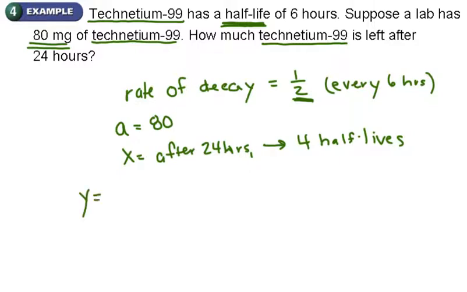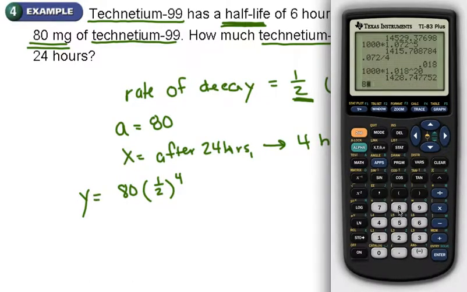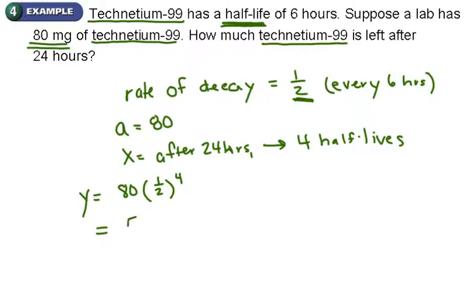Setting this up as an equation, we have y equals 80 times 1/2 raised to the 4th power. All right, let's go ahead and put that into the calculator to see what we get numerically. 80 times 0.5 raised to the 4th power, and that gives us 5. That's not much if you think about it, right? So after 24 hours, we have 5 milligrams of technetium-99 left. Hope it's not anything we really need.